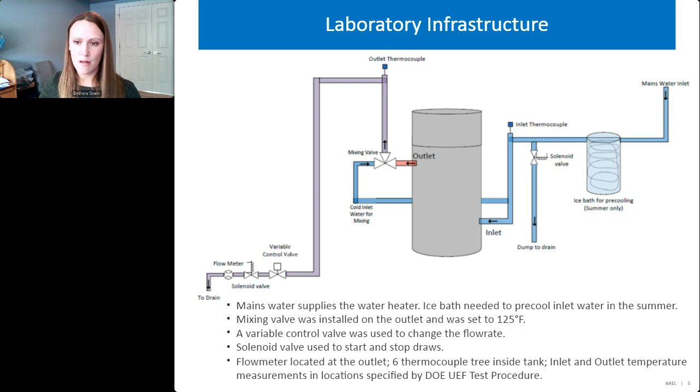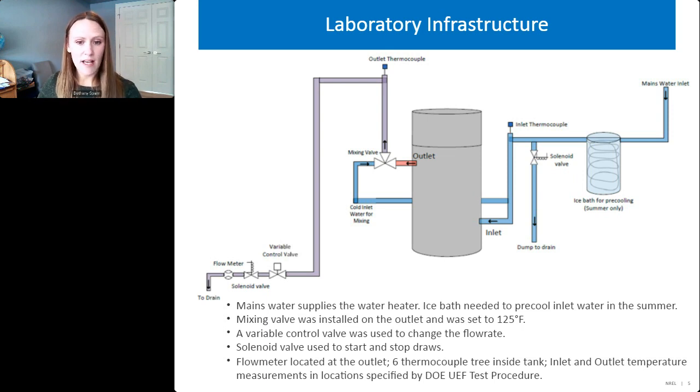This lab is within a much larger building, and so there's lots of room temperature water just sitting in the pipes. So we would dump all that room temperature water out to make sure that our inlet temperature was consistent through our tests. Inlet thermocouple, 24 inches above the inlet. This is not a to scale drawing.